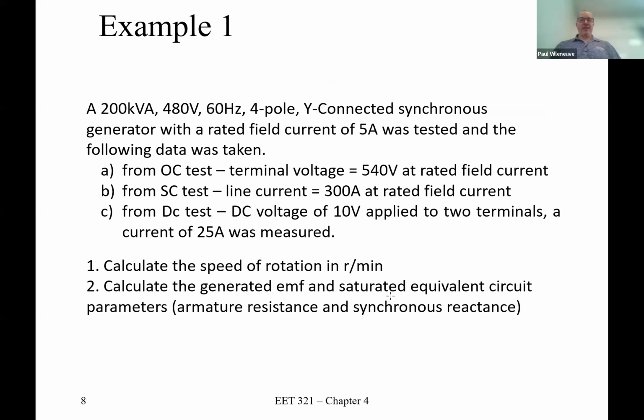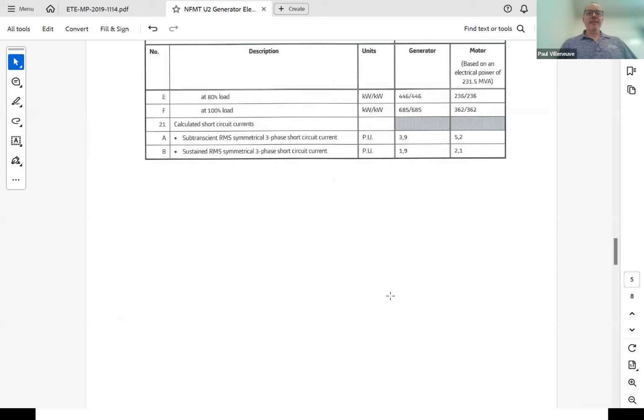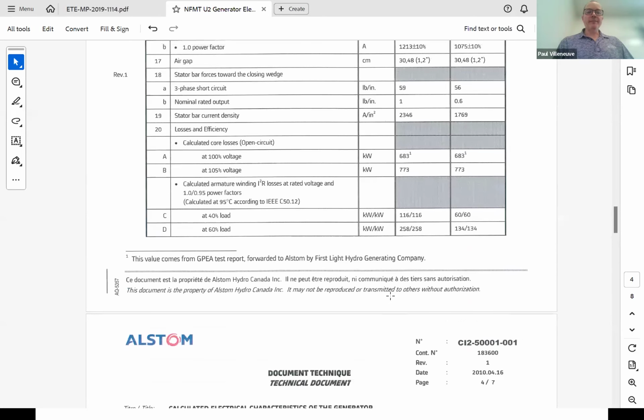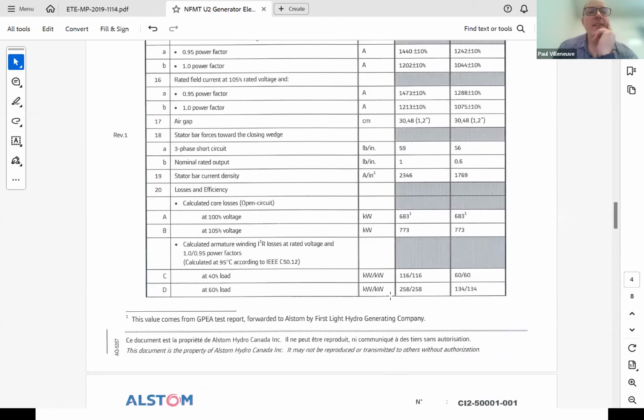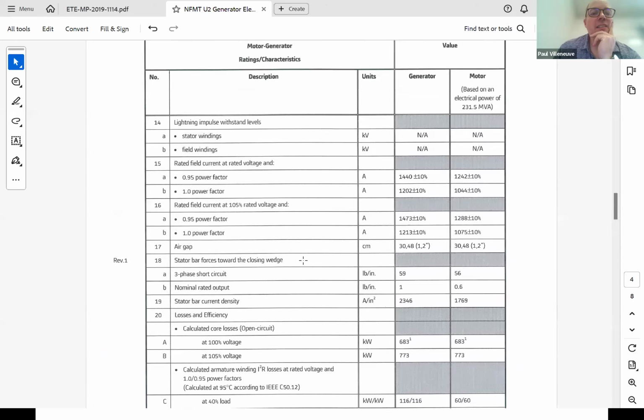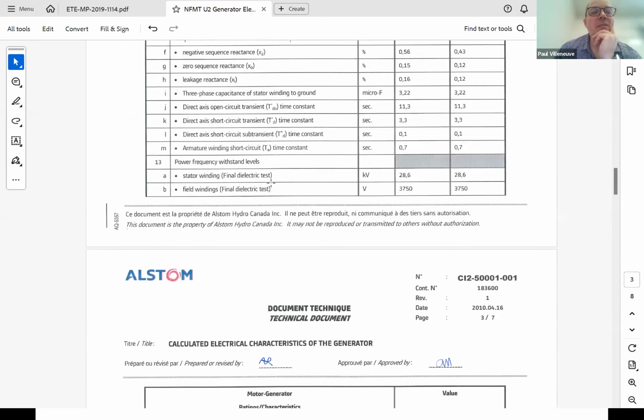And maybe, let's see if that information is available here. Those are short circuit currents. Core losses. So I can see rated field current at rated voltage and a certain power factor. That's not what I'm looking for.